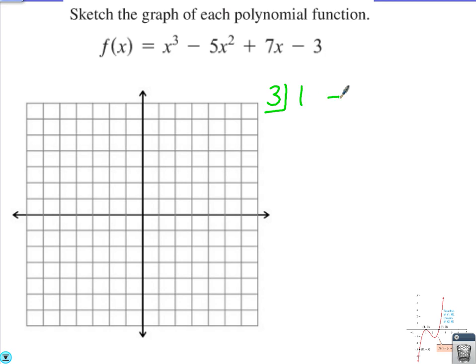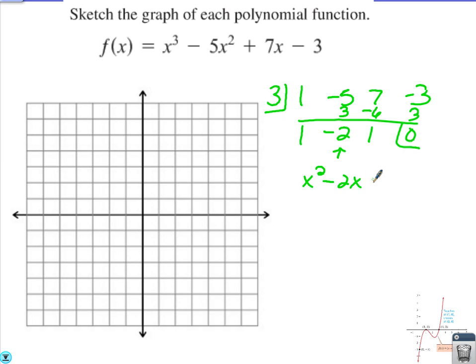I've got 1, negative 5, 7, negative 3. Bring it down, multiply, negative 2, negative 6, 1, 3, 0. So 3, 0 is a point on your graph. It is an x-intercept. And not only that, but now we can take this, which is x squared minus 2x plus 1. I can factor that and find my other 2.